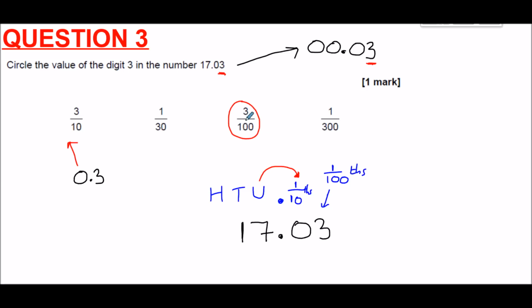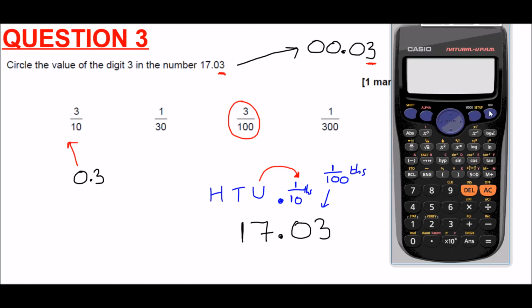So that's just going a bit more in depth as to why the answer is what it is. But long story short, we can just try in our calculator, take all the other numbers to be 0, leave the 3 as it is, press equals, and there you go.